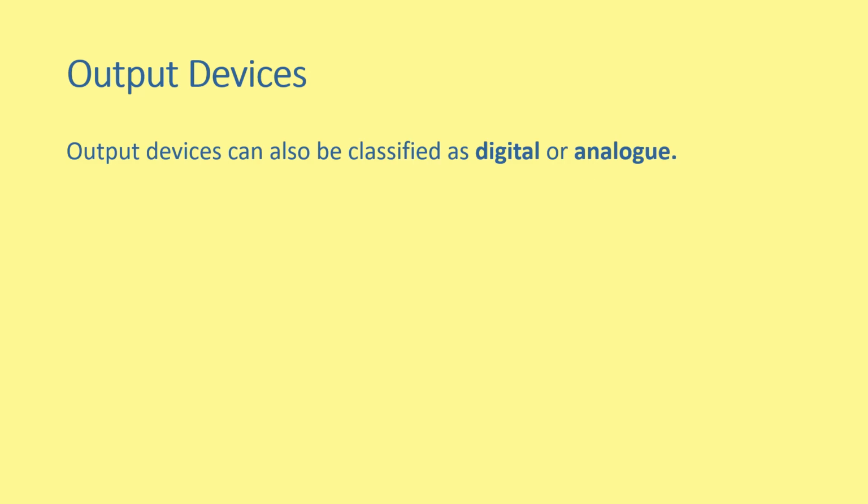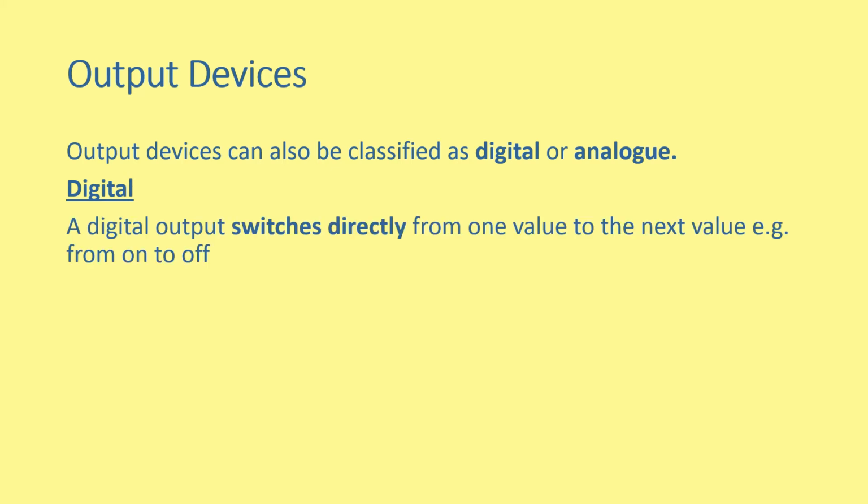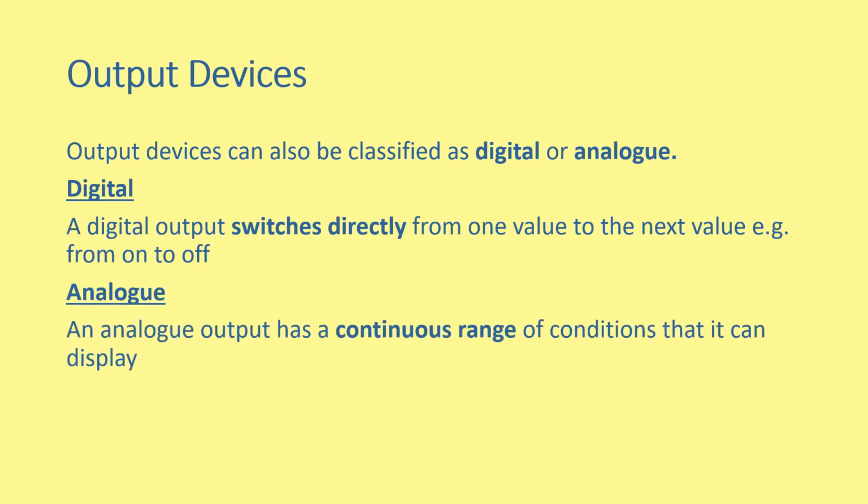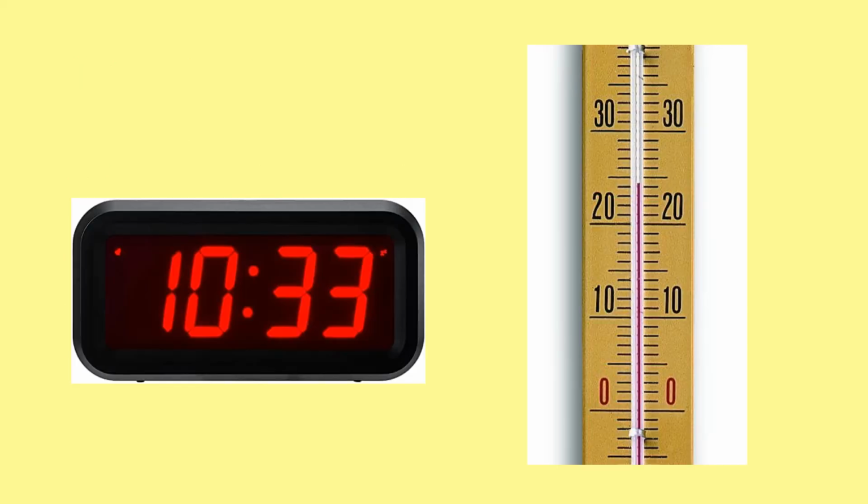Output devices can also be classified as either digital or analog. A digital device basically switches directly from one value to another. It's on or off. An analog device can have a continuous range. So think of an LED. An LED is on or off, but you can get dimmable lights where there's a range of brightness. So analog output has a continuous range, and that can change.